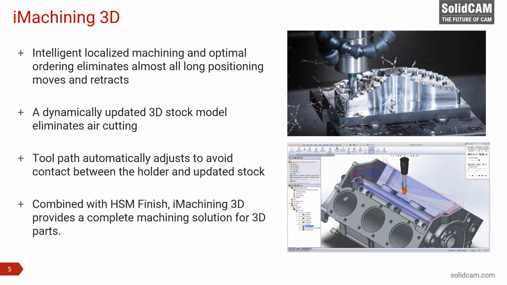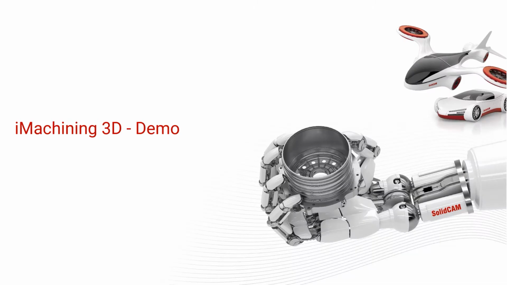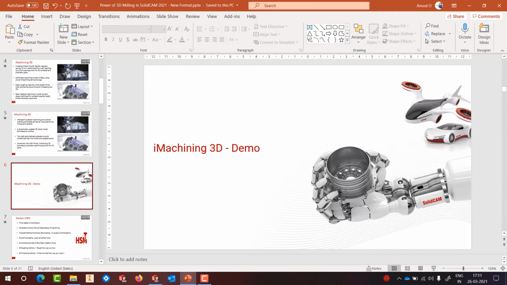And the whole thing, the combination of iMachining 3D, HSM, HSS, and Turbo HSR can be used to complete any given part today in SolidCAM, whether it is a small, medium, or large part. Everything can be done within the ambit of SolidCAM's 3D offering. Let's look quickly at a short demo of iMachining 3D.